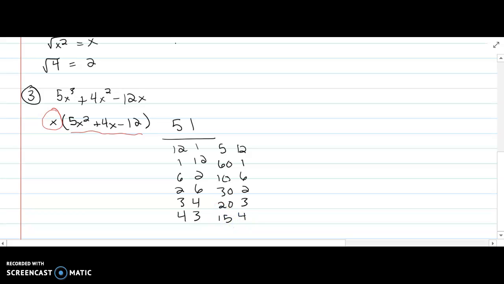Alright, now here I'm trying to get to 4. So I see that I can get to 4 using this 10 and 6 here. If I make this 6 a negative, when I add those together, I get a positive 4. I get this 6 from right here. So there's my combination. Factored, we get 5x minus 6 and x plus 2.